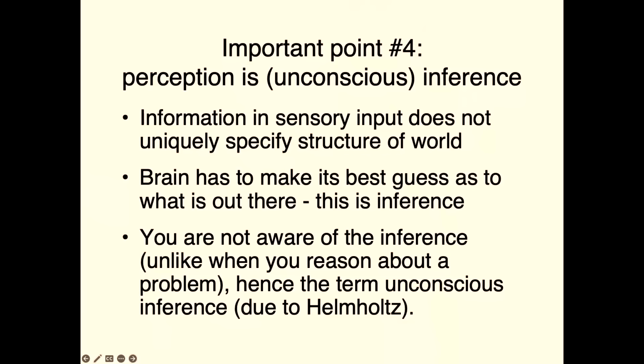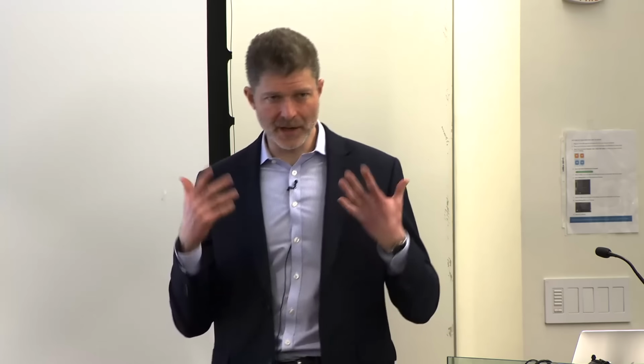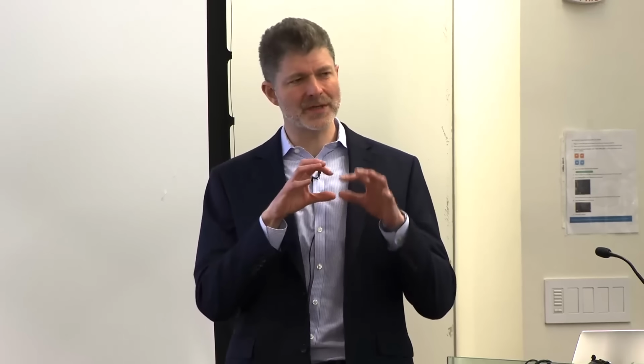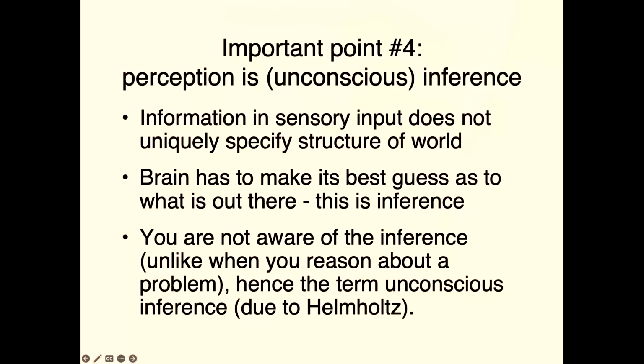And so the consequence of that is that the brain has to make its best guess as to what is out there. Right? And this is inference. So when you see or when you hear, we think your brain is choosing the most probable interpretation of the sensory input that you are getting. Okay? Now, this is inference, but you're not aware of the inference, right?